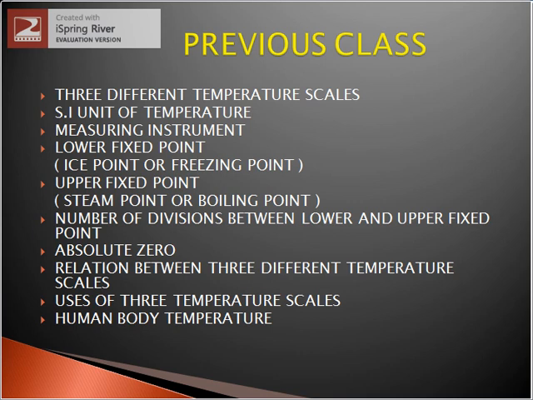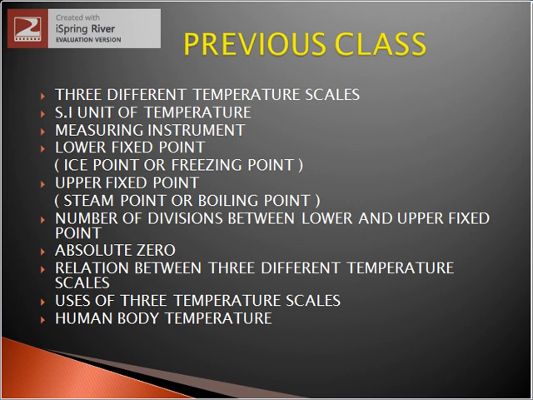And for each scale we know the lower fixed point, that is the ice point, and also the upper fixed point, that is the steam point. For example, the lower fixed point in case of Celsius scale is 0 degree Celsius. The lower fixed point in case of Fahrenheit scale is 32 degree Fahrenheit, and in Kelvin scale it is 273 Kelvin.